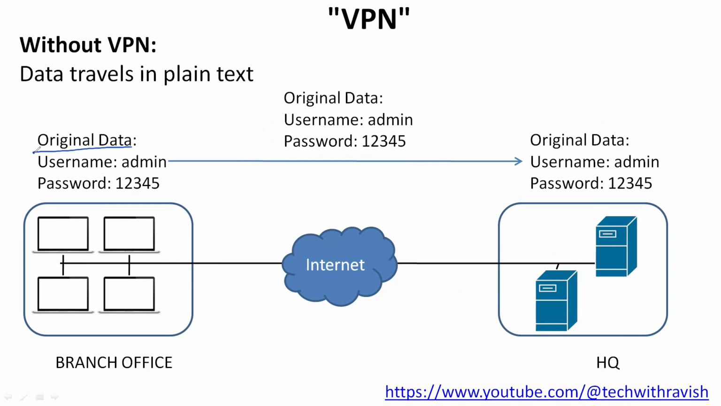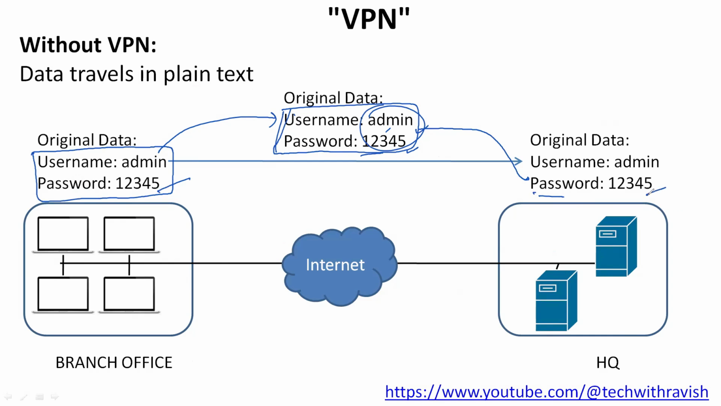So let us assume this is your original data, username and password. When it is forwarded to the internet without encryption, without security, the data will look like this. Plain text will look like this and anyone can capture this data. And finally, when the data reaches the destination, the data will be exactly as it was forwarded. Even more, the data can also be modified.